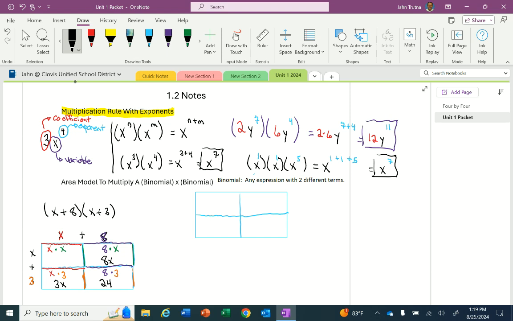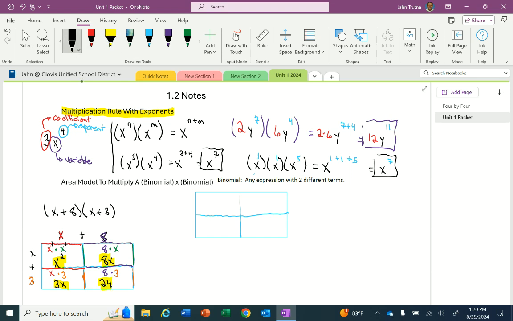And in the top left rectangle, x times x, because neither one of those x's has an exponent, that means each of them has a 1. Remember, if you don't see an exponent, it's an invisible 1. It's there, but it's a 1. And then we use the multiplication rule of exponents. We add those up. So the top left rectangle would simplify to x to the second power. Okay, and so then your answer is the combination of all 4 rectangles put together.